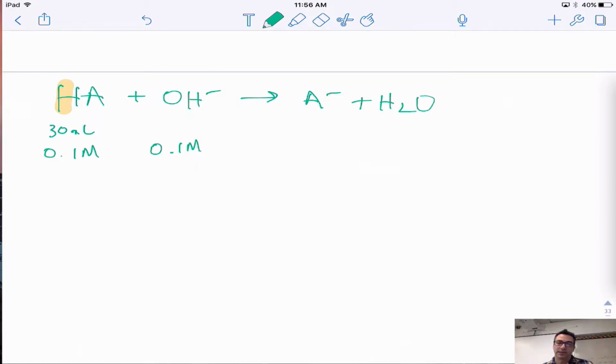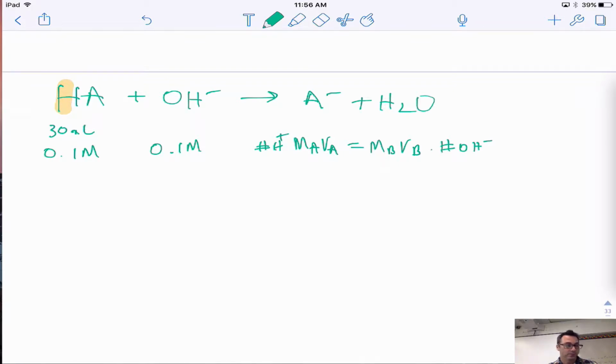So the first thing that we can calculate for this is when the equivalence point will be reached. And we can do that by doing MAVA equals MBVB. And since there's no normality here because they both have one H and one OH, we can just leave it like this. Sometimes we might have to do times number of H plus and times number of OH minus to account for that, but we don't have to in this case.